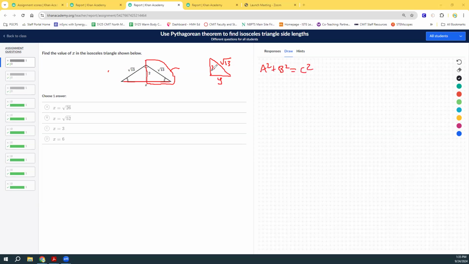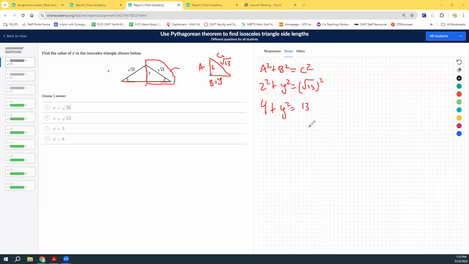And I'm going to substitute. Oh, I'm going to label my sides. I'm going to substitute 2 squared plus y squared equals square root of 13 squared. I'm going to use order of operations. So 4 plus y squared equals the square root, and the squared cancel out.